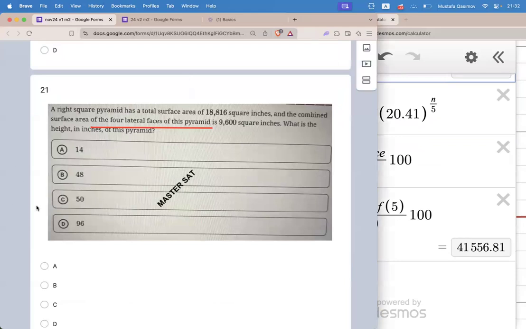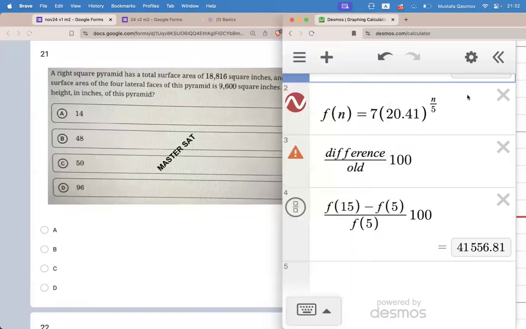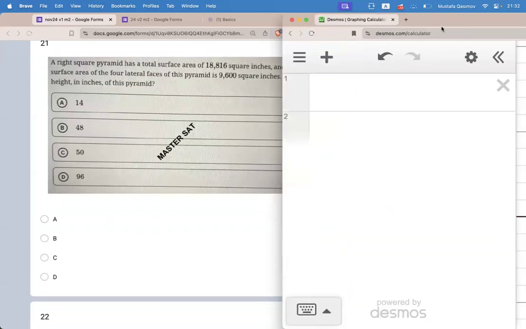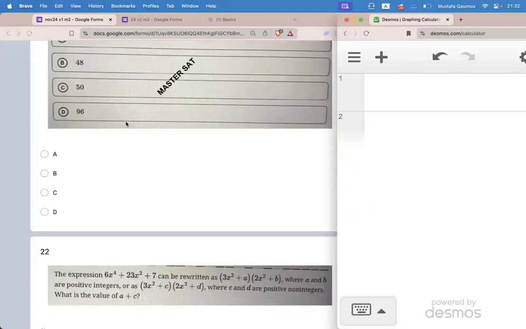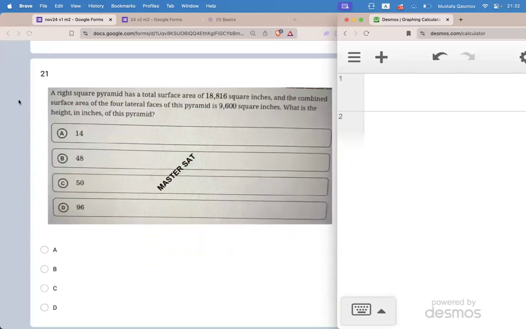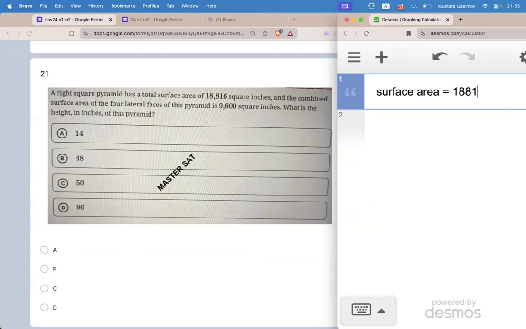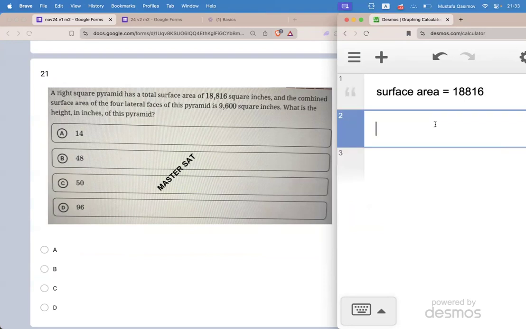Okay. Pyramid question. Bu biraz vaxt alır. Okay, let's write it here. A right square pyramid has a total surface area of 18,816. Axırıncıda 3 bucaq alacaqdıq. 3 bucağın hipotenuzu var idi, bir tərəf var idi. Oradan da 14 idi cavab. And later lateral surface area is equal to 9,600.